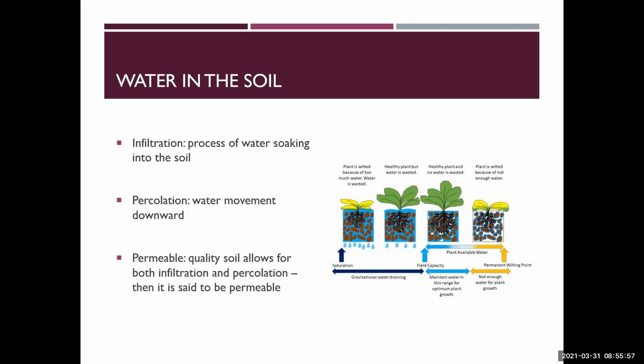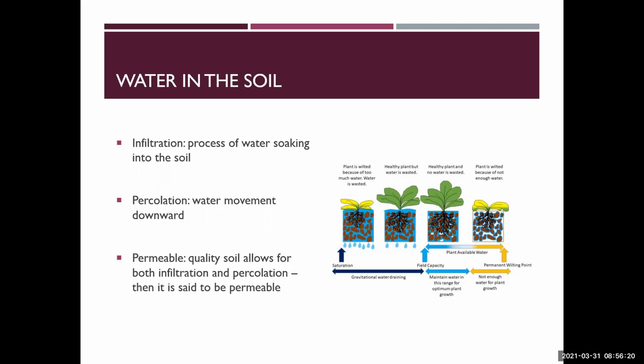If it can have infiltration and percolation, we say that it is permeable. And you can see in this image, if there's too much or too little water, we have wilting. So the plants are not getting the right amount of water. And yes, plants are pretty picky with the amount of water. Too much water, too little water, you get yellow leaves.